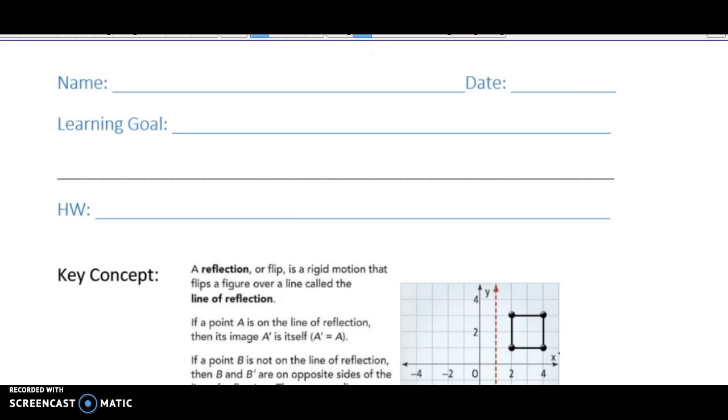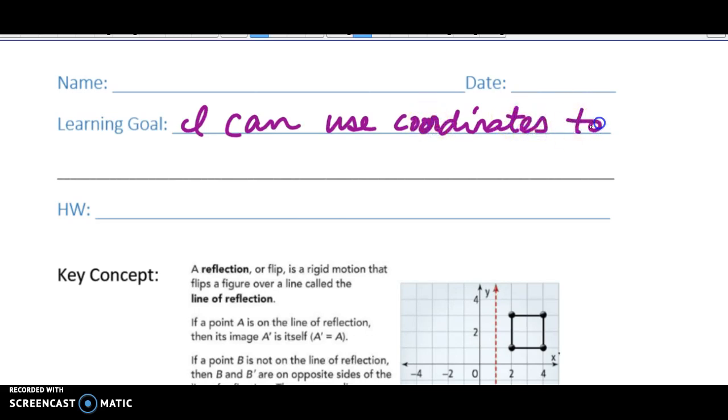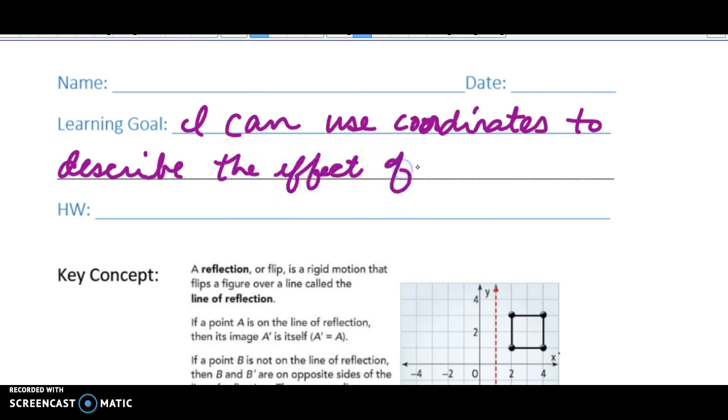We are still looking at using coordinates. So our learning goal is I can use coordinates, as in an XY ordered pair, to describe the effect of reflections on 2D objects or 2D figures.